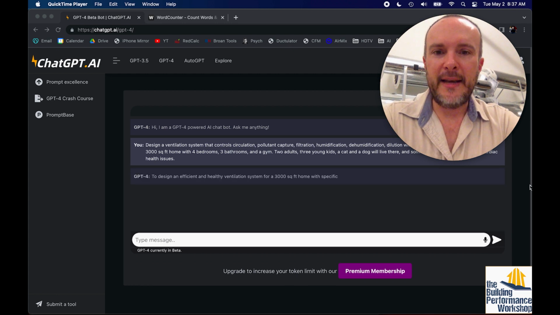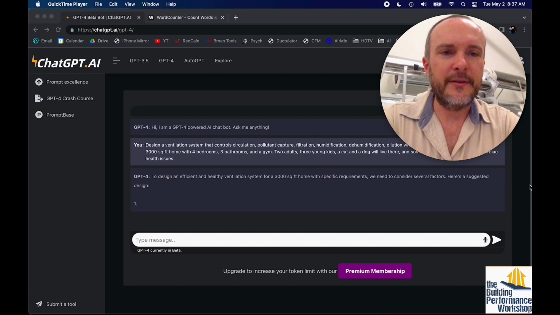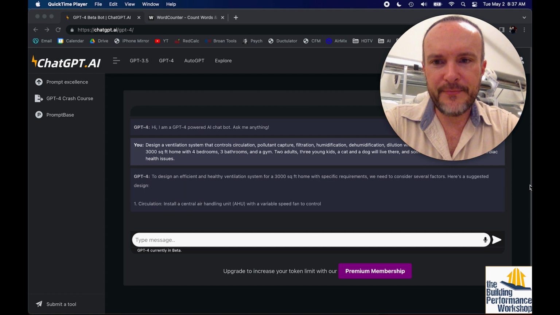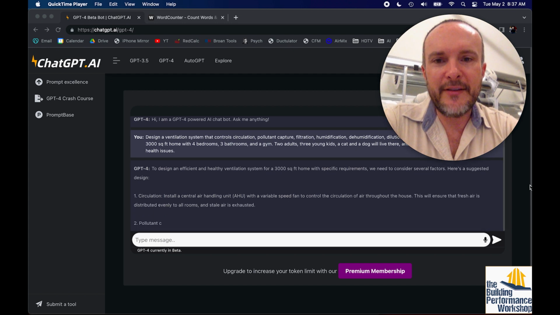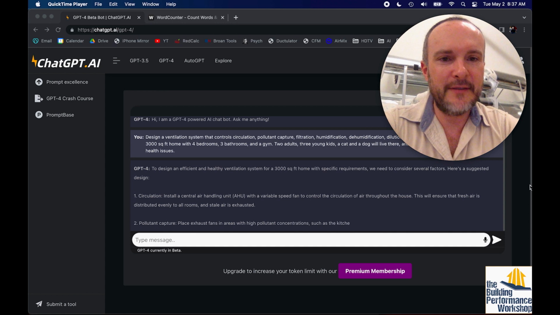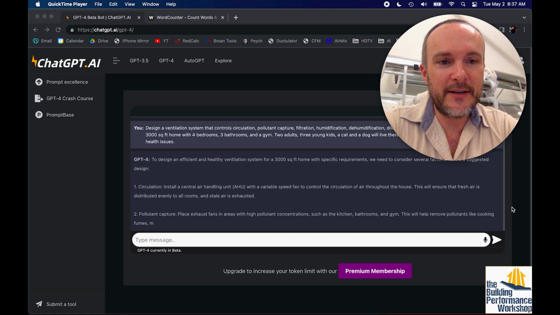Okay, now it just came back. So this is very interesting. It took about a minute to do this. So it says, to design an efficient and healthy ventilation system for a 3,000 square foot home with specific requirements, we need to consider several factors. I love it already. Here's the suggested design.